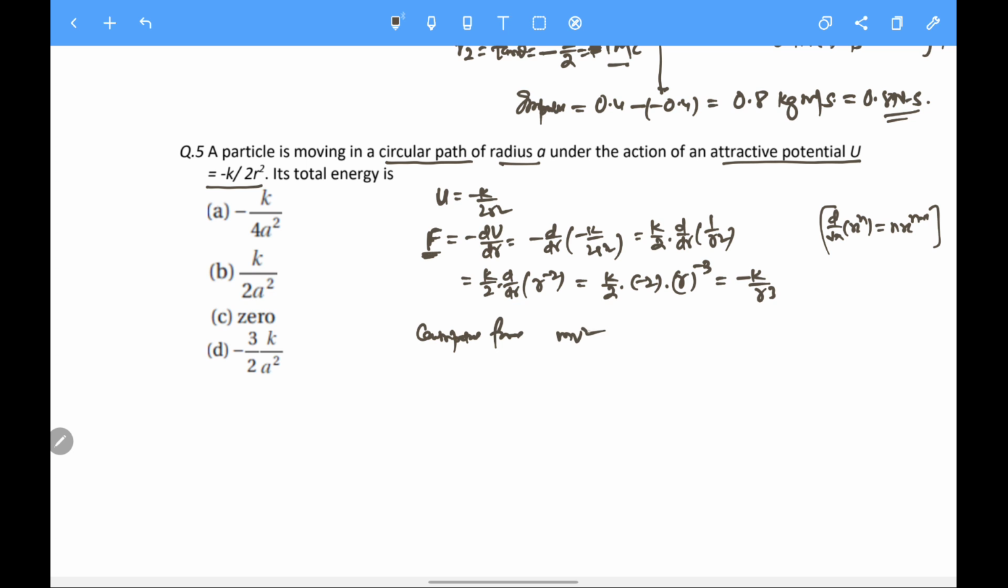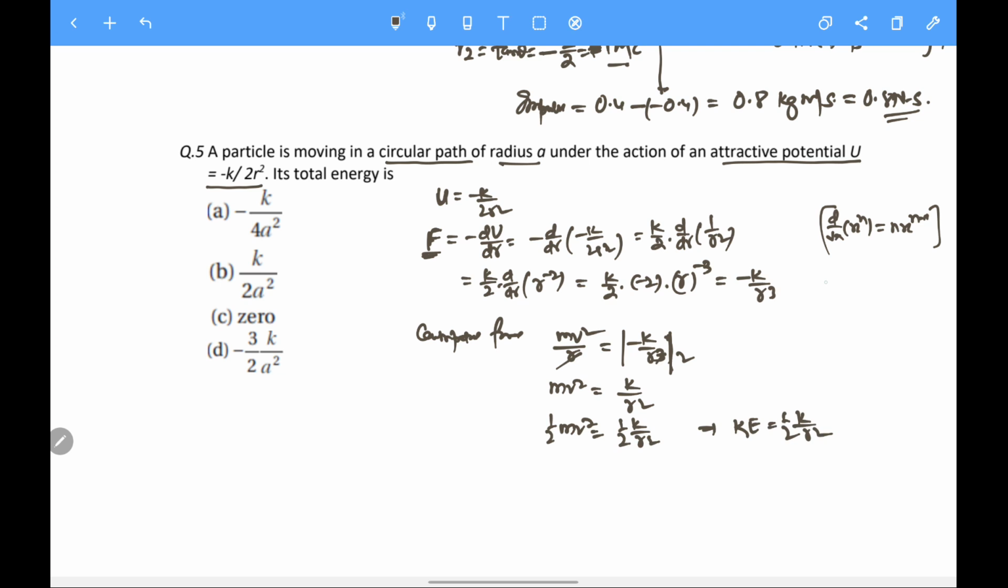in terms of magnitude, mv square by r, and it will be equal to the magnitude of minus k by r cube. Minus refers that it is pointing towards the center of the circular path. So we can write mv square equal to k by r square, because one r will be cancelled out and it will be r square. And half mv square equal to half k by r square, that is, kinetic energy is equal to half into k by r square.